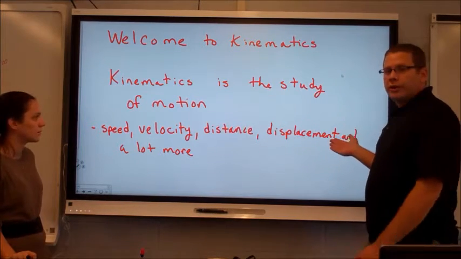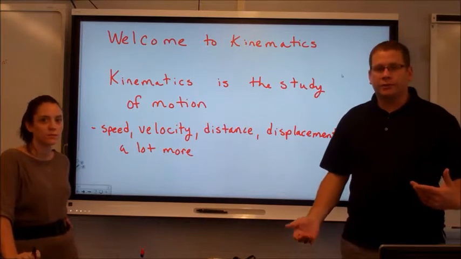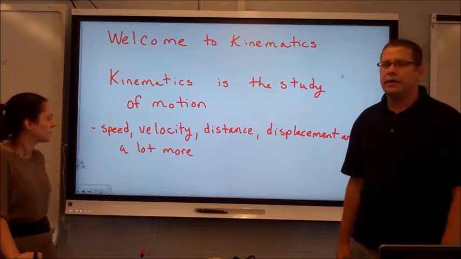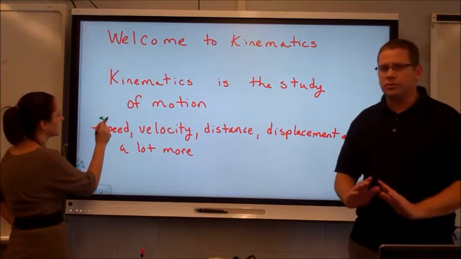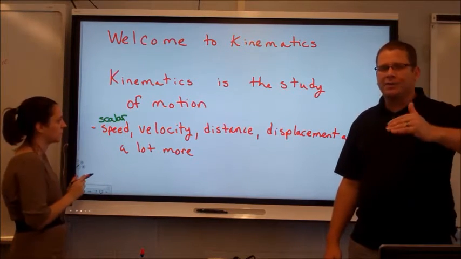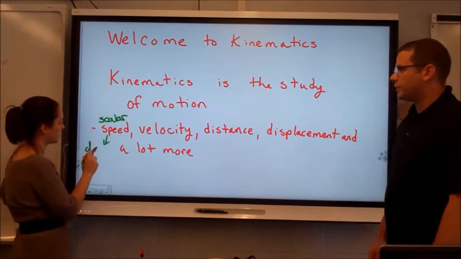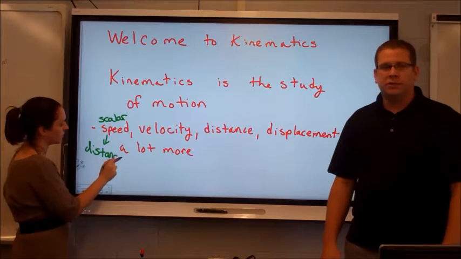Some of these words you should already be familiar with: speed, velocity, distance, displacement. Let's review what the difference between them are. Speed is scalar, meaning it has no direction. It's just how fast you are going. Really, it's how much distance you covered in a certain amount of time. So the equation for that would be d over t.